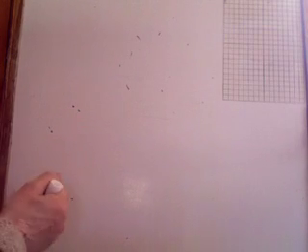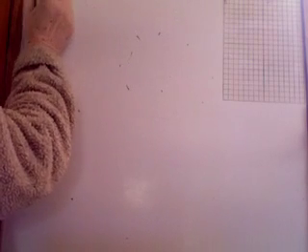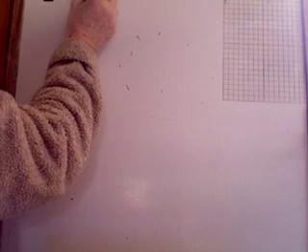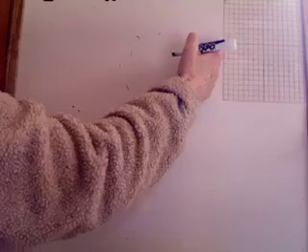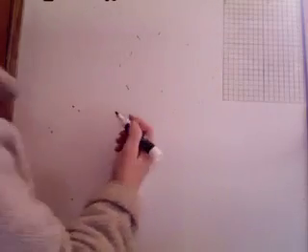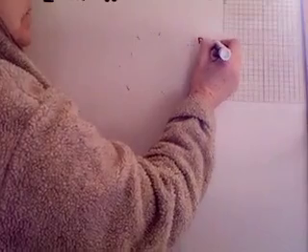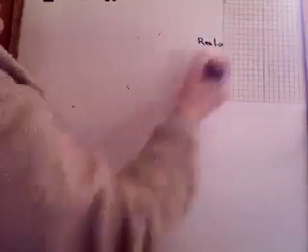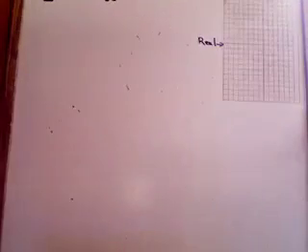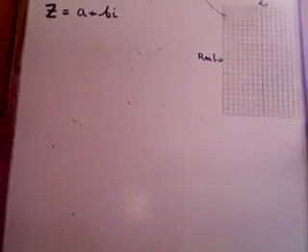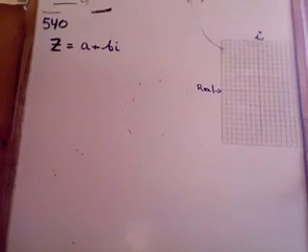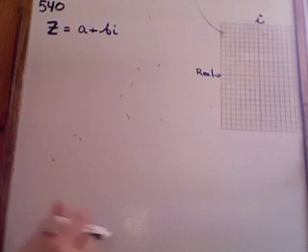Okay, on page 540 you had to plot some complex numbers. And remember, complex numbers are of the form z equals a plus bi, and you can plot them on a rectangular coordinate grid. The only difference is, instead of the x-y axis, we call them the real axis. So this is the real axis, the x-axis, and this is the imaginary axis up there. So we have the real axis and the imaginary axis for our graphing.